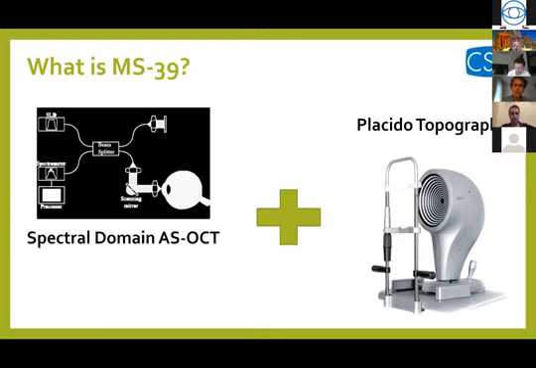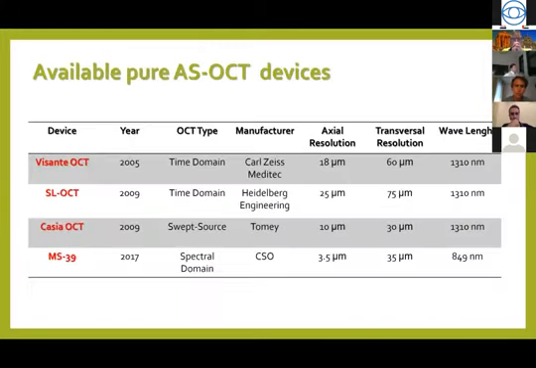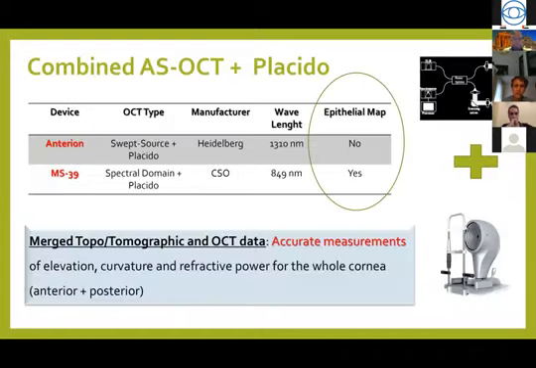So the MS39 is a device that combines all the advantages of the Sirius, the Placido topographer, with a high resolution spectral domain anterior segment OCT, and is then able to provide more accurate measurements of elevation, curvature, and refractive power of the whole cornea, including anterior and posterior cornea. Among pure anterior segment OCT devices, the MS39 provides the highest axial resolution.